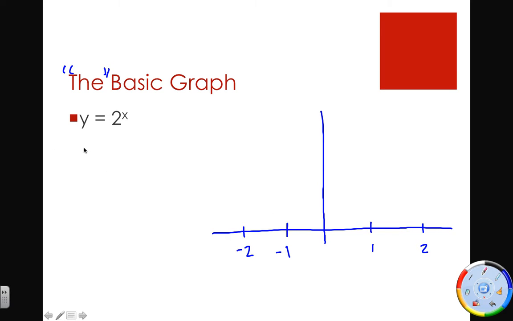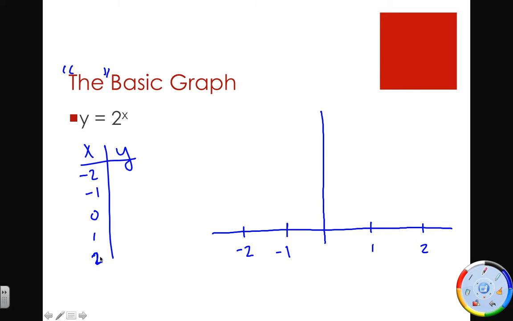Well, with any new function, we always start with a table. And for the most part, that's probably where most of you want to go. And for the basic function, notice there's nothing going on in front of the 2 or after the x or after everything. We're just going to use -2, -1, 0, 1, and 2.